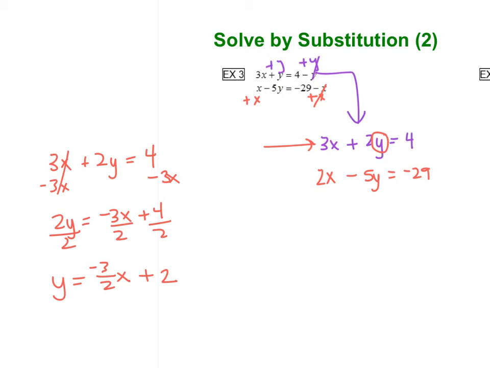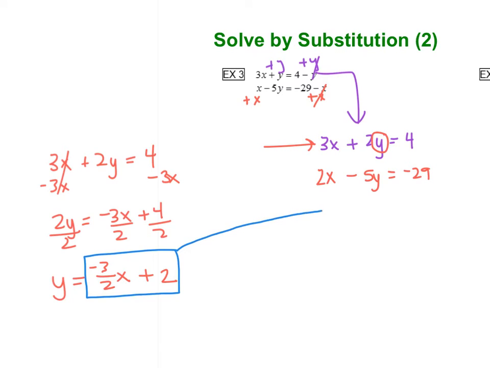Okay, so we have solved for a variable. We've got the y equals. Remember in the last video we said you want to have x equals or y equals. So what does y equal? This, negative 3/2 x plus 2. This is going to get plugged into the equation we have not used yet. So it's going to get plugged into our bottom equation.